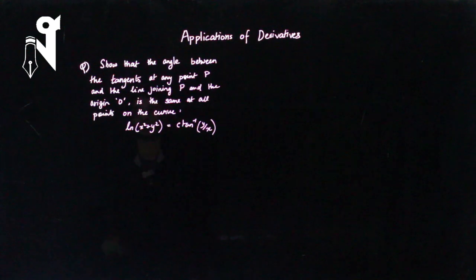again on tangents. Show that the angle between the tangents at any point P and the line joining P and the origin is the same at all points on the curve. Natural log of x square plus y square is equal to c tan inverse y by x. So what the question is, we'll just make a rough diagram of the question.